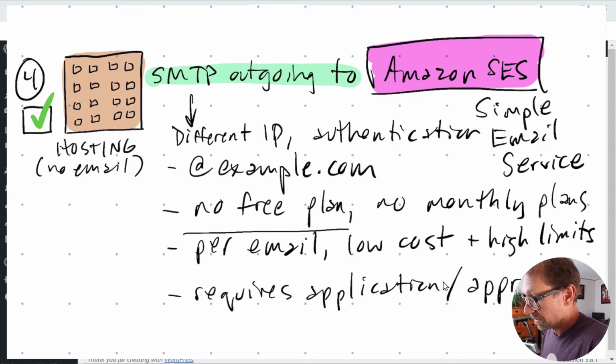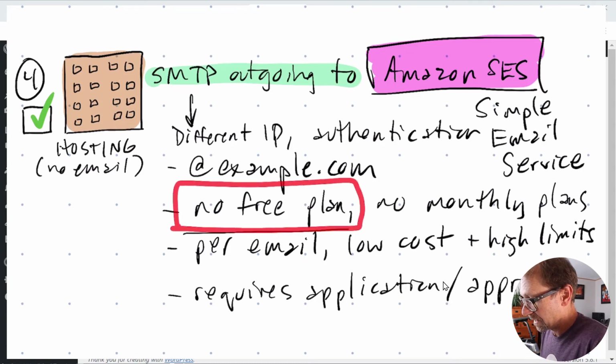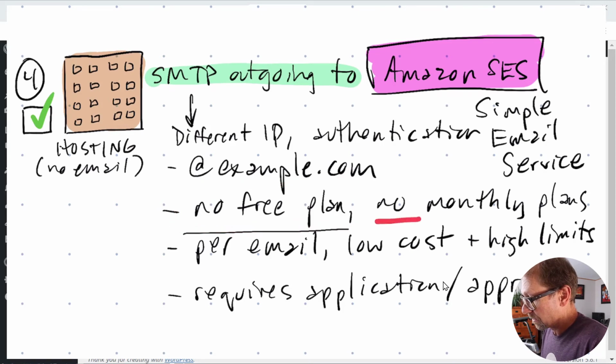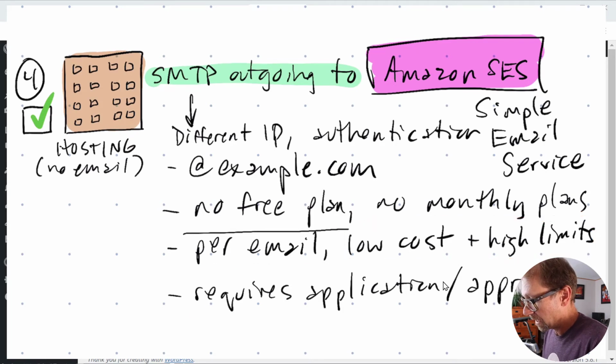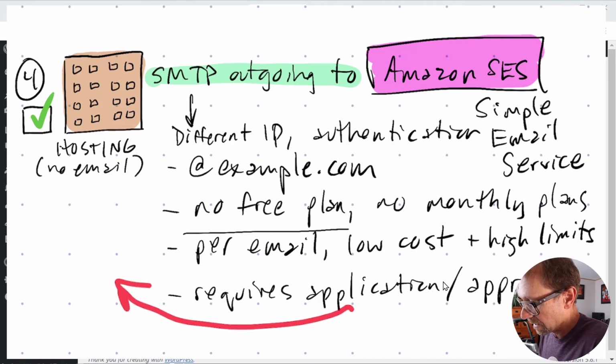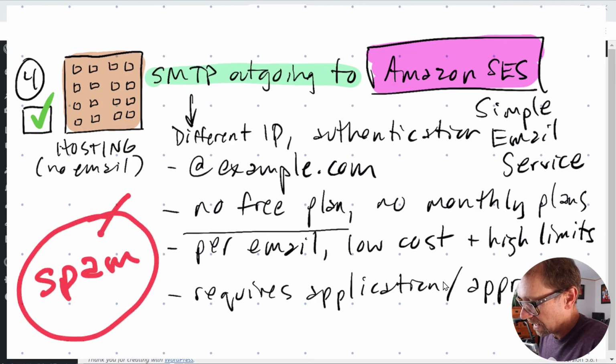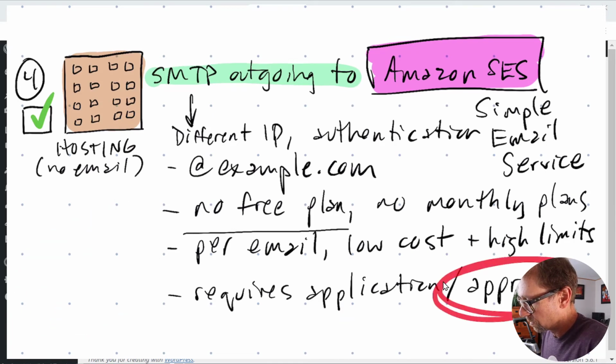There's an almost free plan, though, and every plan, the Amazon SES plan, is almost free. There are no monthly plans here, and the cost is per email. However, it's very low cost and it has high limits. You have to apply for it, and it's not hard to get approval, but you want an existing website that an actual human at Amazon can look at and say, okay, this is a real person. We're not seeing that they're going to be sending any spam or anything like that. And so we'll go ahead and approve.